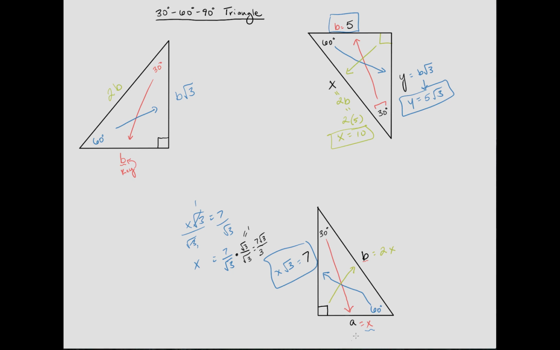So now that I have the value of x, I can plug it in here. I know that a is just equal to 7 times the square root of 3 over 3. And I can find b as well. b is just going to equal 2, and I'll write it as 2 over 1 times 7 times the square root of 3 over 3. So I get 14 times the square root of 3 over 3. I found a and b for this example, so I am now done.